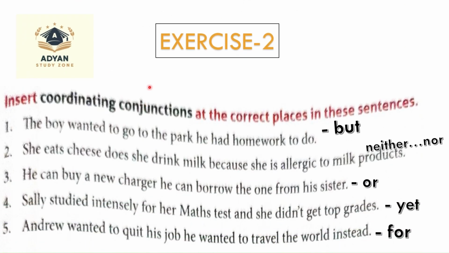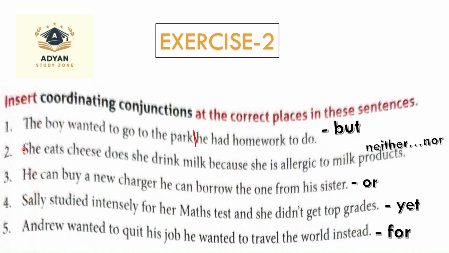The second exercise is to insert coordinating conjunctions at the correct places in these sentences. As we all know what coordinating conjunctions are, we'll start with the questions. First is, the boy wanted to go to the park. He had homework to do. So we will use but for this. And it will be placed here.